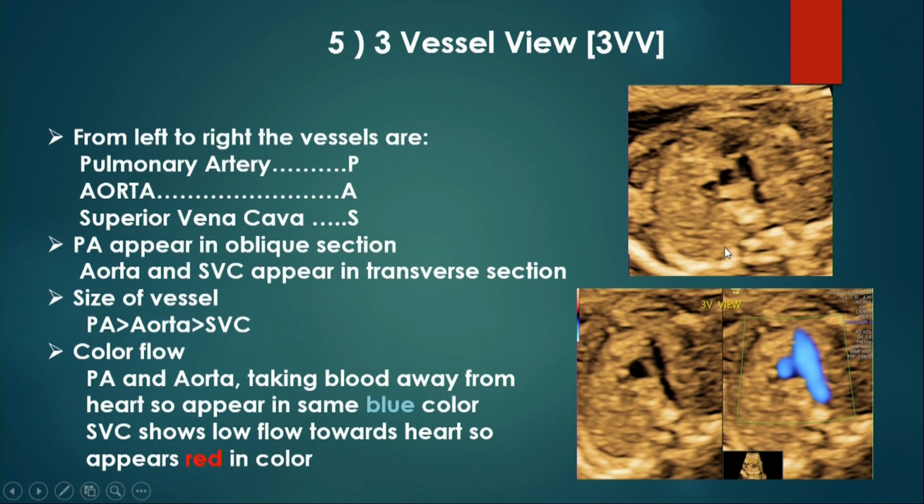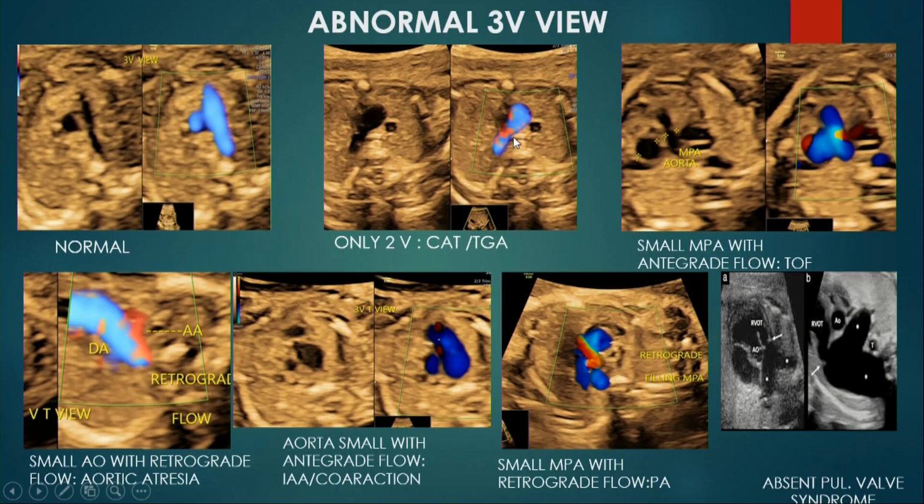Now coming to the three vessel view. As the name indicates, three vessels from left to right: the pulmonary artery, aorta, superior vena cava, PAS. The pulmonary artery is the largest one, the middle one is the aorta, and the superior vena cava is the smallest one. As the pulmonary artery is on a long axis, the aorta will appear in a transverse section. Both vessels are perpendicular to each other. And as you know, both outflow tracts are taking blood away from the heart in the same direction, away from the probe, so both will appear in blue, while the SVC is taking blood towards the heart and that will appear in red.